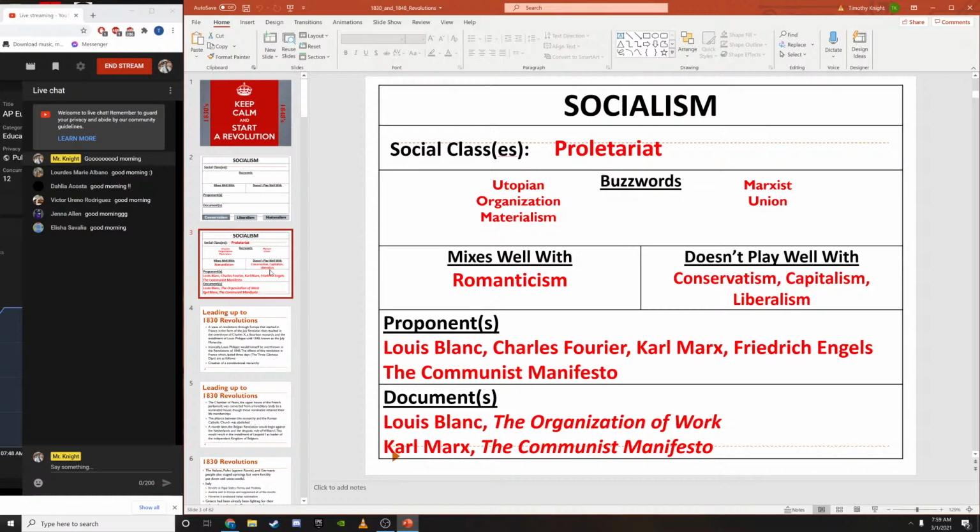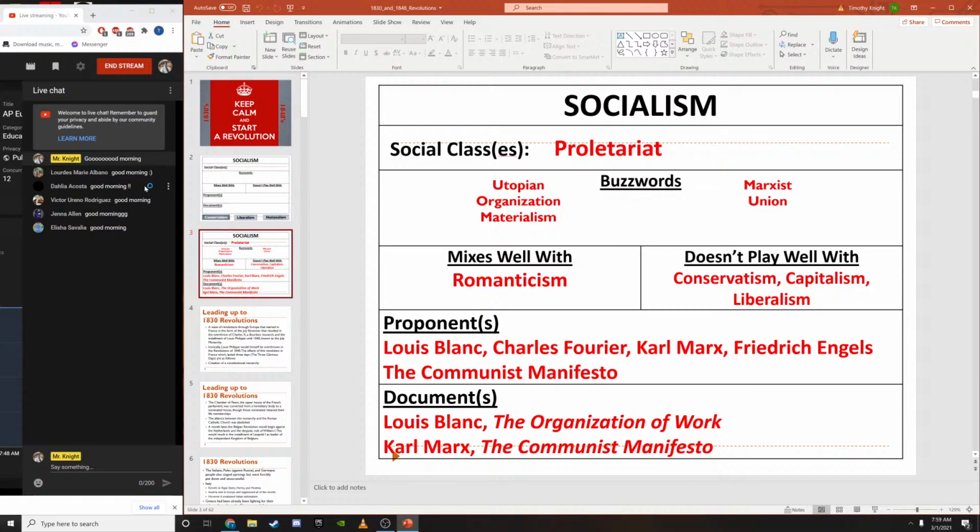But let's take it back. Okay, so that's communism, but let's take it back to socialism, because that's really kind of what starts off all of the things that I've been talking about. It all kind of begins with this idea known as utopian socialism.